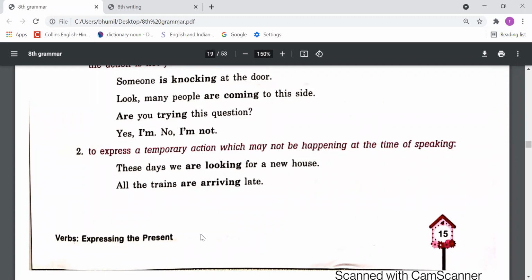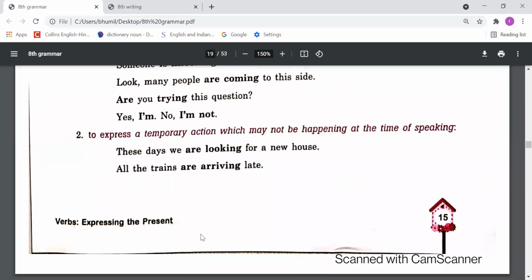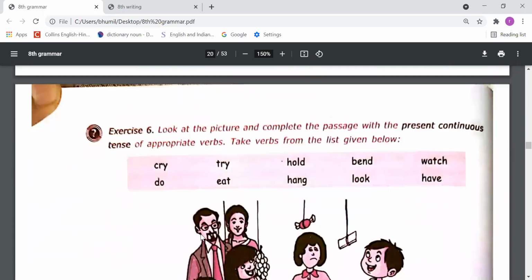Same as I have told you, as one example I have given you. Suppose I'm writing a book these days and someone asks you, what are you doing? I say that I'm writing a book. But at the time of speaking, I'm not writing the book. I'm free. I don't have any pen and notebook. I'm not writing anything. But that work is going on in these days. That's why I can say I am writing a book. Right? Now let's come to exercise number 6.